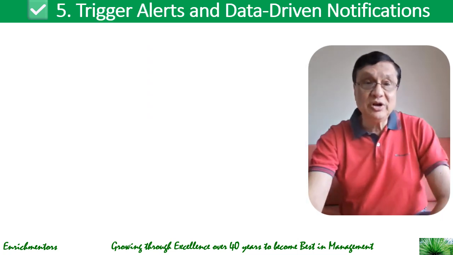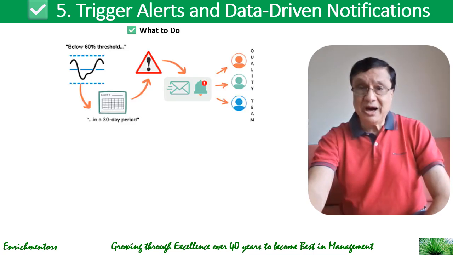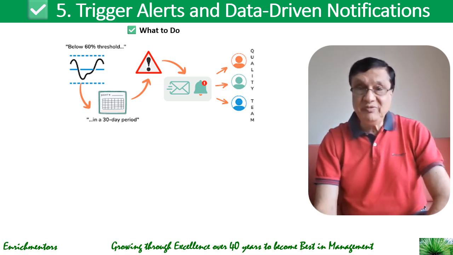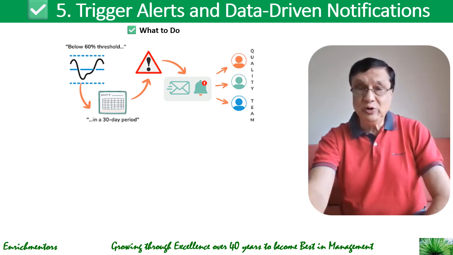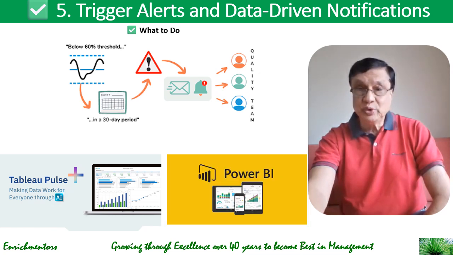Then you can also trigger alerts and data-driven notifications. For that, you can set up smart alerts that use AI or thresholds. An example of that would be to set up notify me when profit margins drop below 10% for any product category. And in Tableau Pulse and Power BI, you can send real-time alerts via Teams, Slack, or emails.